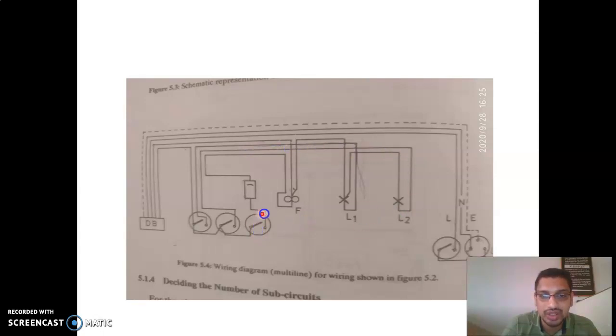Then the third switch. Output from the third switch passes through the regulator because it's a fan load, and then it moves to fan F. Okay, so that is about the phase wire.